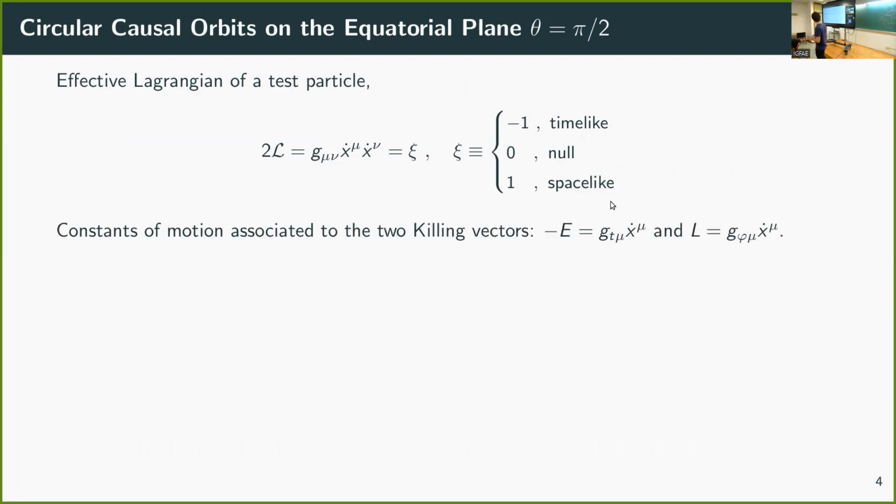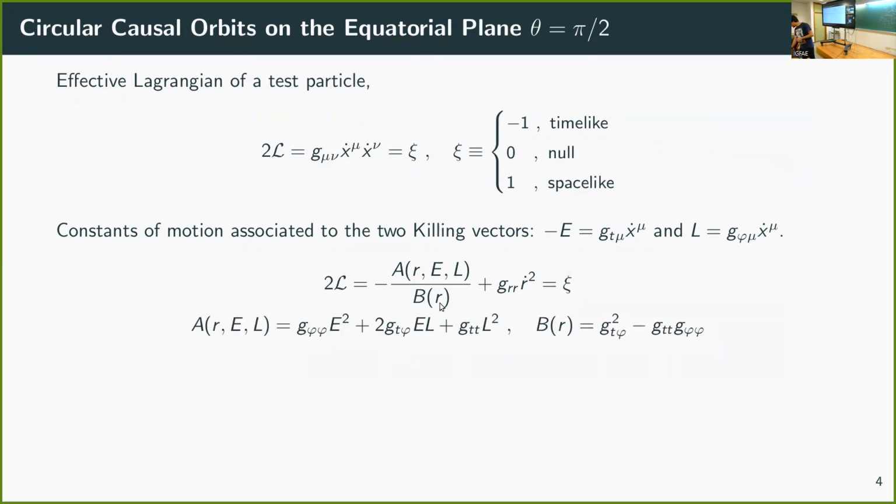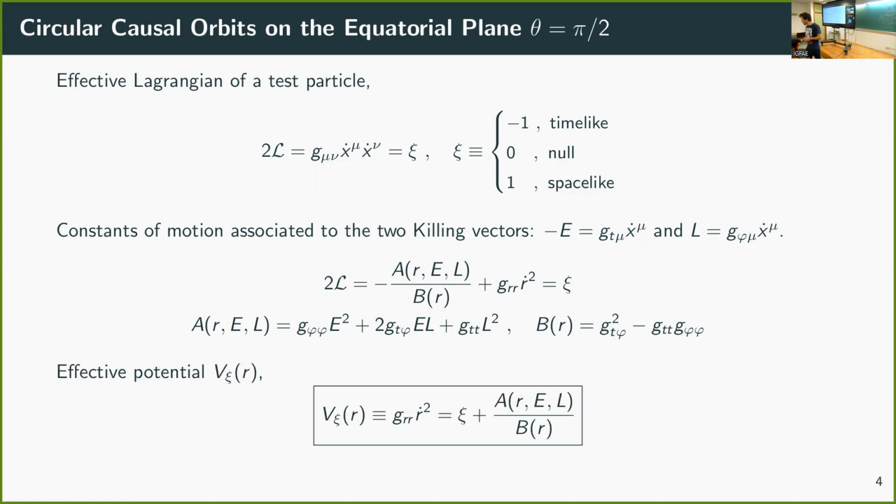Then, with the symmetries associated to the two Killing vectors, you can define the energy and the angular momentum of the test particle and rewrite the effective Lagrangian in this way, where these A and B functions are given here. And I note here that this B function is always positive outside a possible horizon. Then you can redefine everything and find this effective potential in this way.